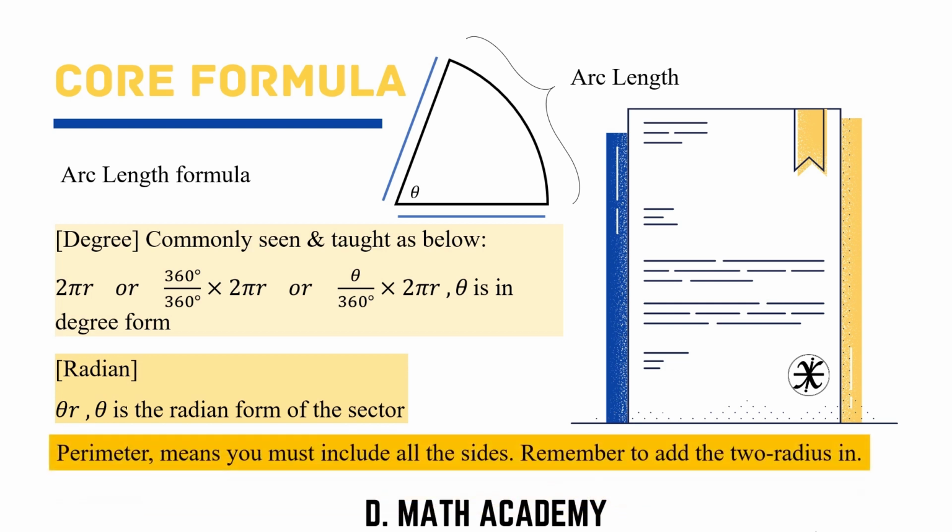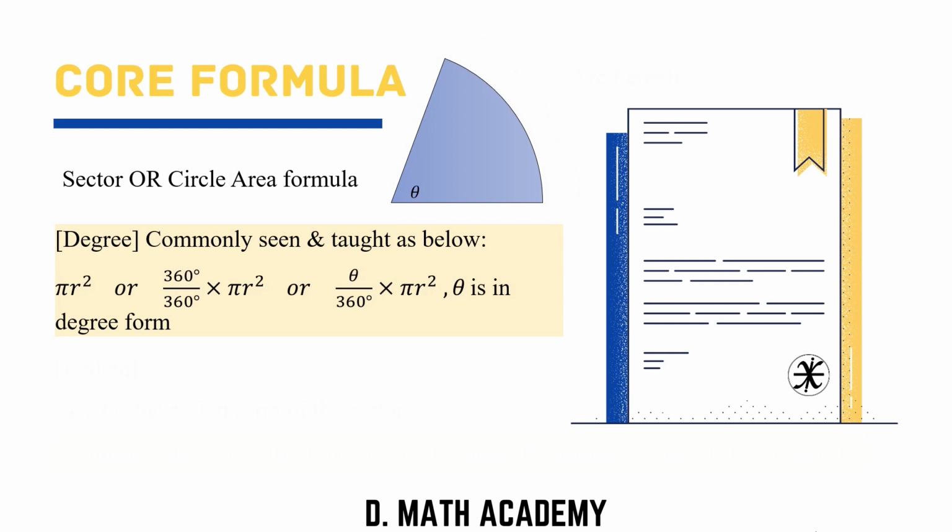Another thing that students always leave out is that perimeter means you need to include all the sides. So remember to add the 2 blue lines that show over there. That's your radius.